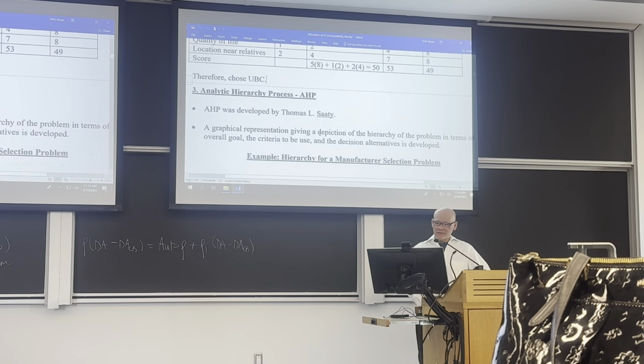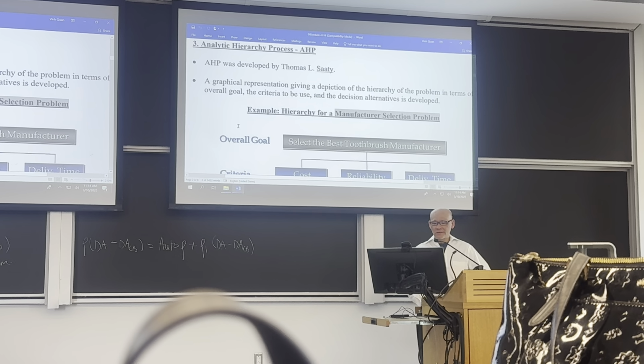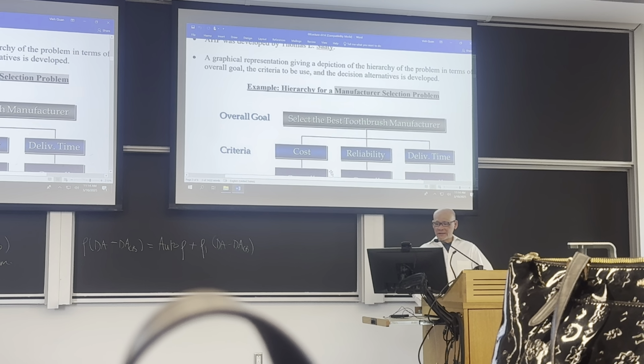So here, as an example, maybe you run a store, and you sell toothbrushes in your stores, and you want to decide which manufacturer to buy your toothbrush from. Okay, so the goal is to select the best toothbrush manufacturer. What are our criteria? A criteria is cost, right? We want to minimize our costs of buying the toothbrush to sell in a store.